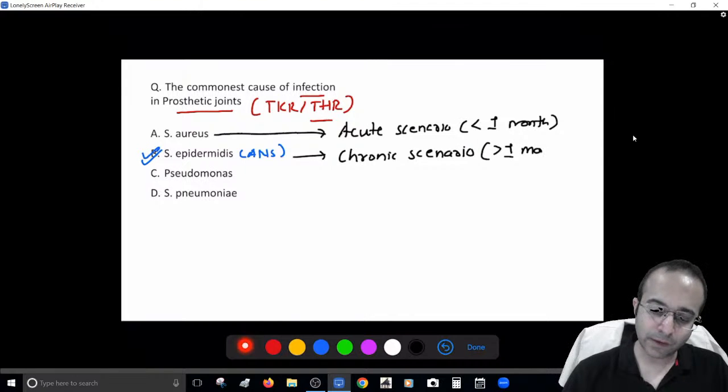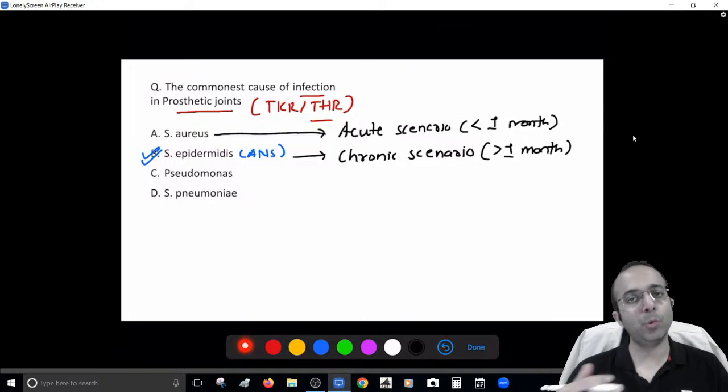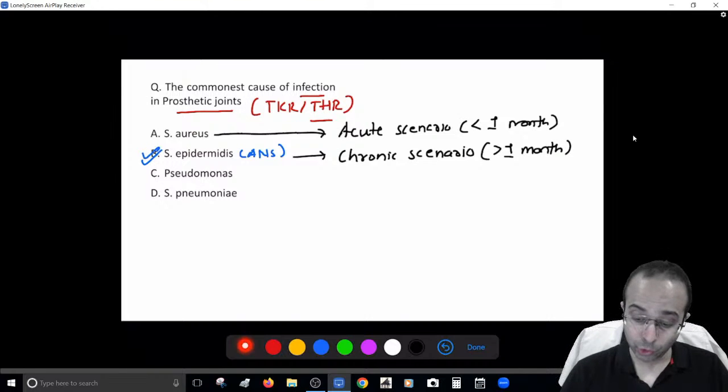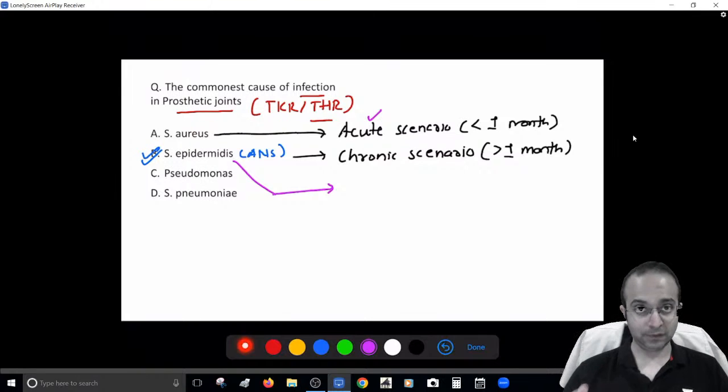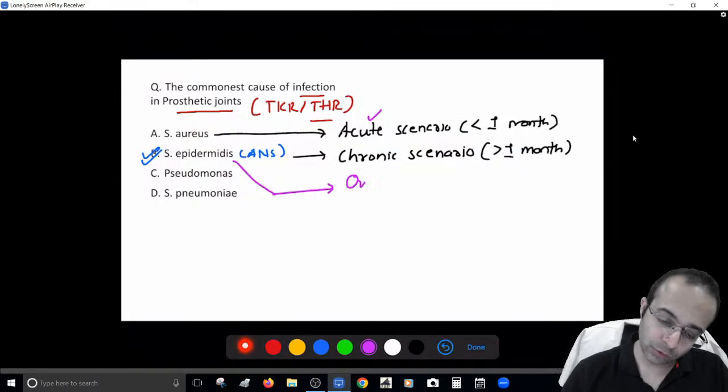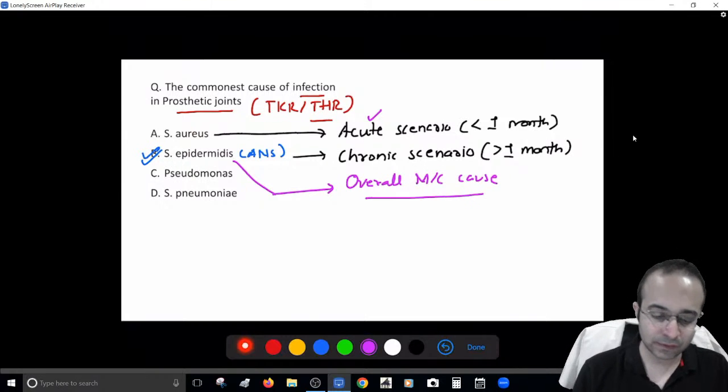This means when the symptoms come up for over a month. But mind you, epidermidis is also an important cause in acute scenarios in some cases. So if you calculate the overall more common cause, you will find it to be epidermidis.